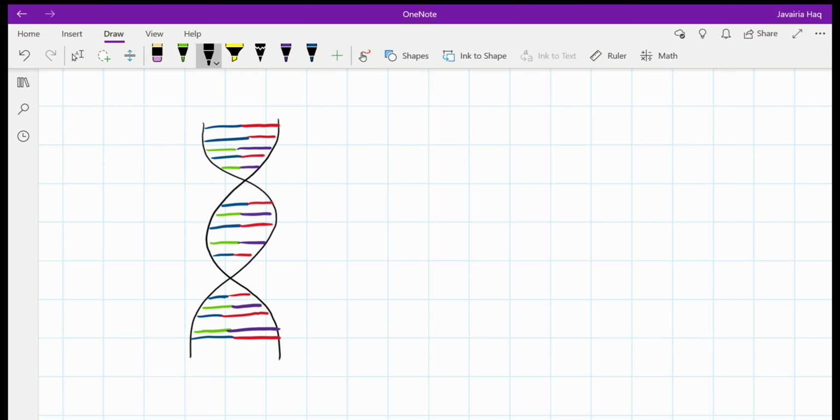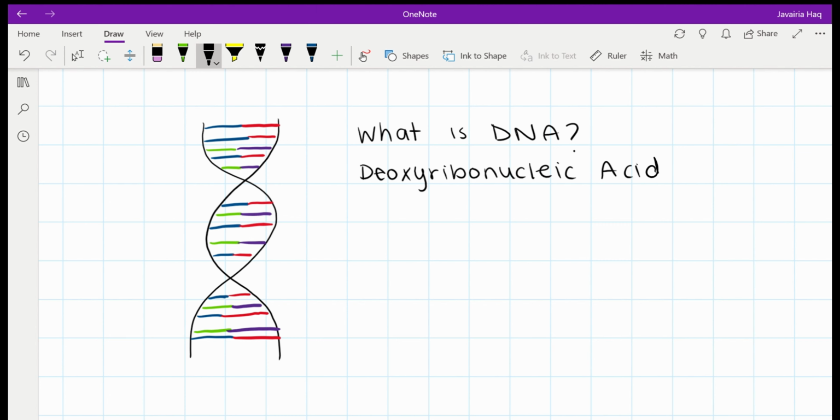DNA stands for deoxyribonucleic acid. It has a double helix structure and is a type of nucleic acid. It contains our genetic code. DNA's monomer is a nucleotide.